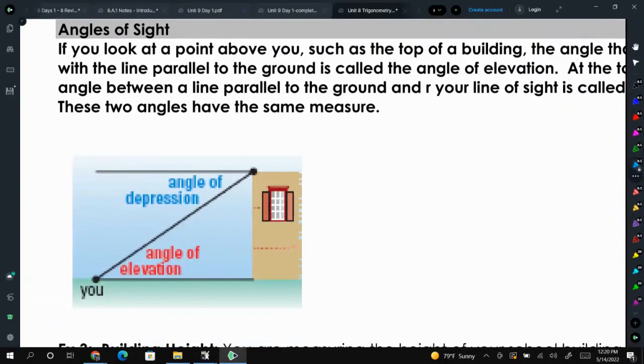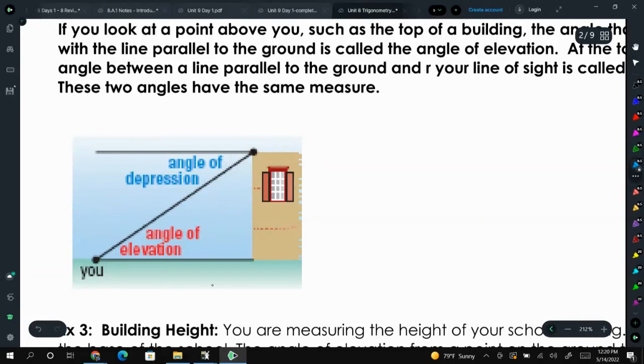Now down here, we're going to talk about what's called angle of depression and elevation. Again, we did this in geometry, so this should be a little bit of a review. Notice that the angle of elevation is when you look up at something. So if you're on the ground looking up at something, that's called an angle of elevation. Angle of depression is when you are on top looking down and your line of sight is going this way. But notice the angle of depression is formed with the horizontal.